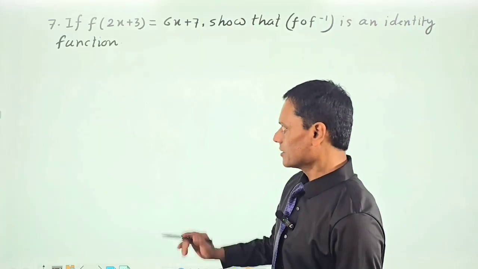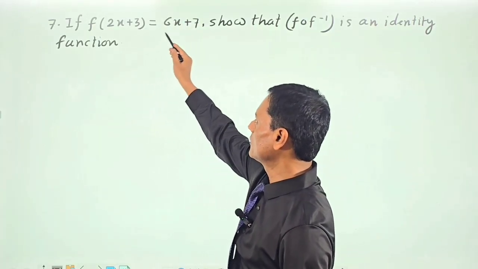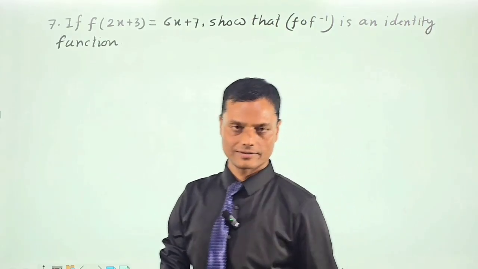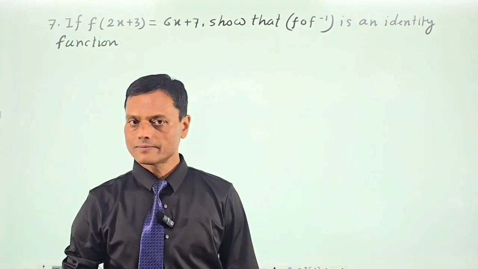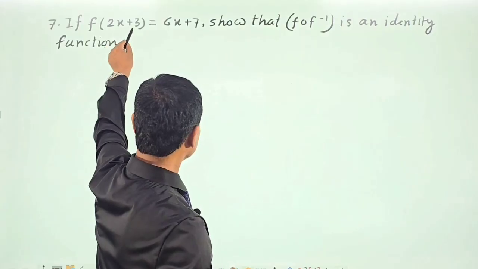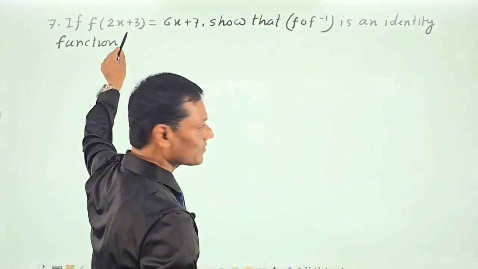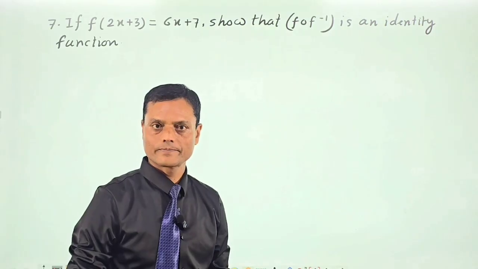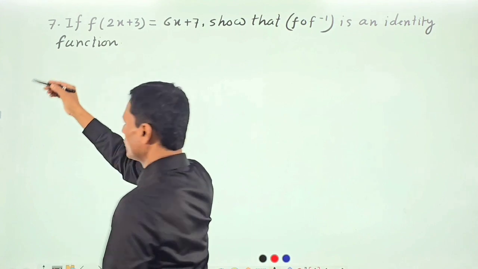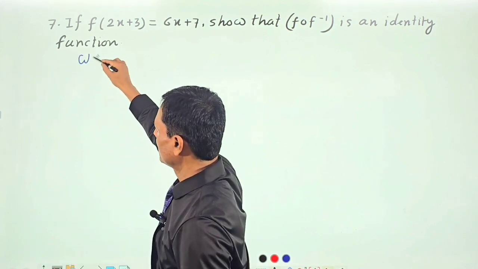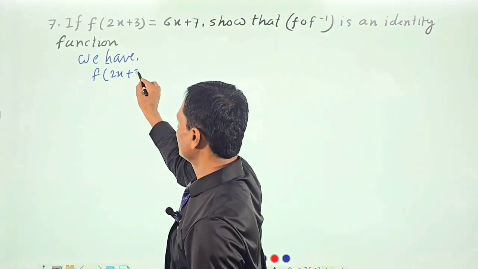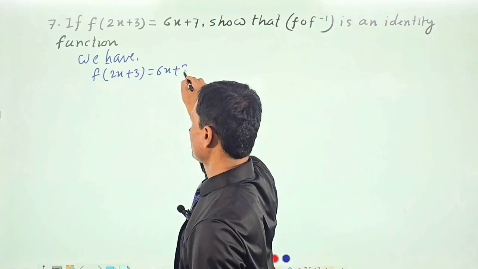So moving to the next question, we have if f of 2x plus 3 equals to 6x plus 7, then f of f inverse is an identity function, right? So identity function means a function which is equal to x, isn't it? So first of all, f of 2x plus 3 we have, so from this function we are going to find the value of f of x, isn't it? First of all, you can write here f of 2x plus 3 equals to 6x plus 7.